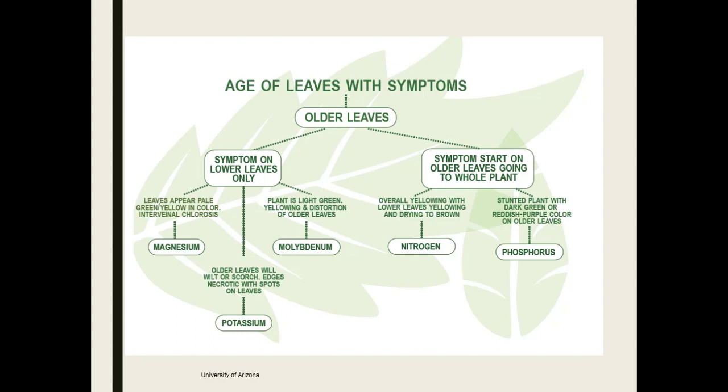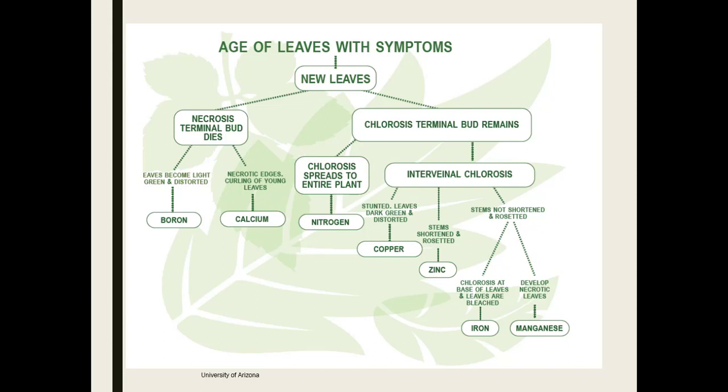And when you have mobile nutrients such as potassium, phosphorus, and nitrogen, you're going to see the damage in older leaves. The new growth is going to be more green. When you see symptoms on the new leaves, it may be a deficiency in something like iron because it doesn't move through the plant quickly, so the lower leaves are going to be green.